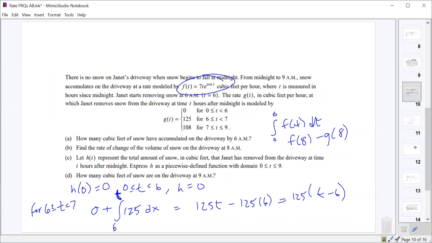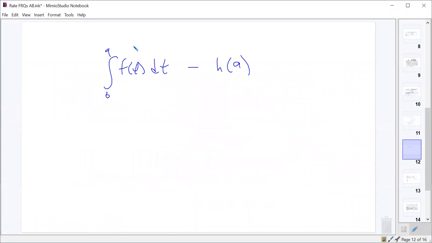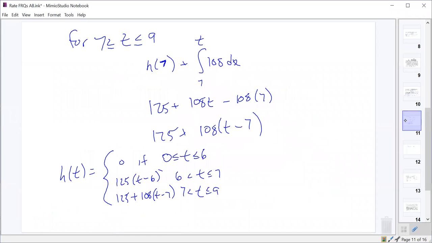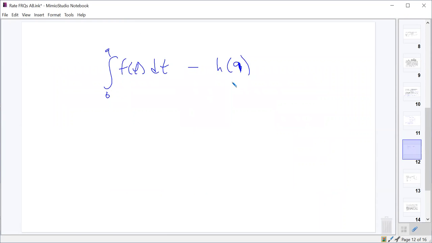And so I don't know what the integral from 0 to 9 of f of t dt is, but h of 9 we should be able to figure out because we can just plug it in here. I plug in 9, that's 125 plus 216. So you'll just do that integral on your calculator minus our value for h of 9, which the scoring guide says comes out to be 26.334 cubic feet. Does that make sense or no? Yeah. Cool.